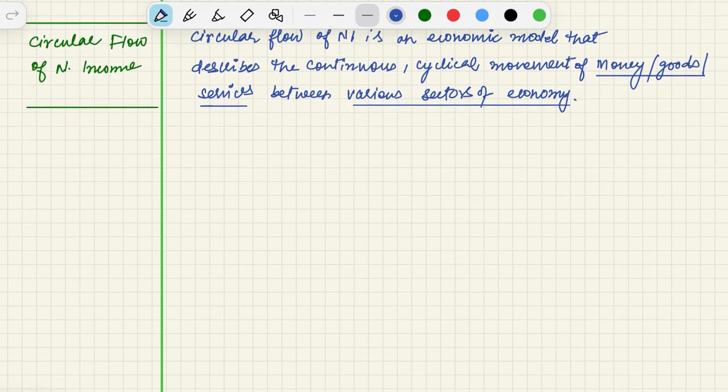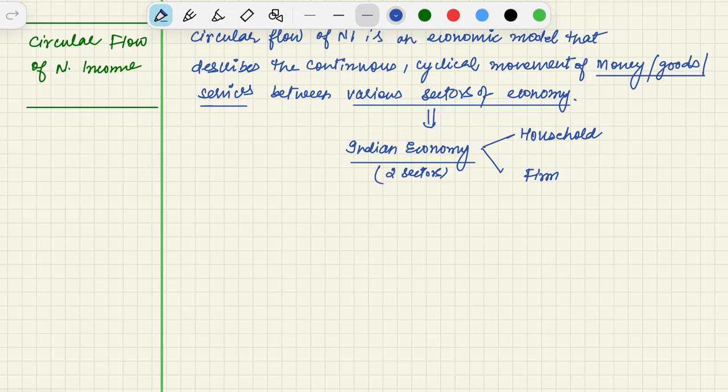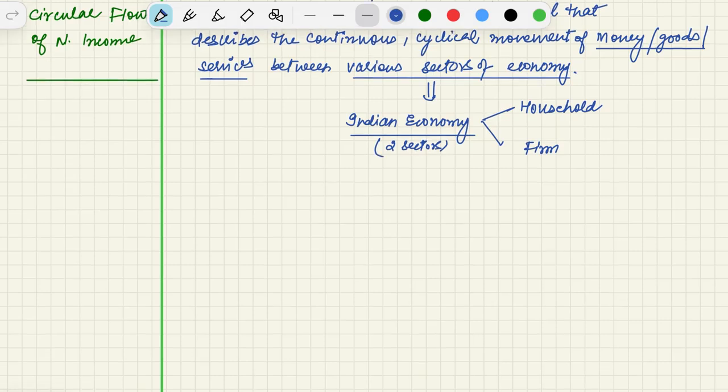All right. So generally, if you talk about the Indian economy broadly, there are two sectors. One is household, and second one is the firm. Very simply, I am defining here the circular flow of national income. So in the Indian economy, there are two sectors: household sectors, and second one is the firms or industries.